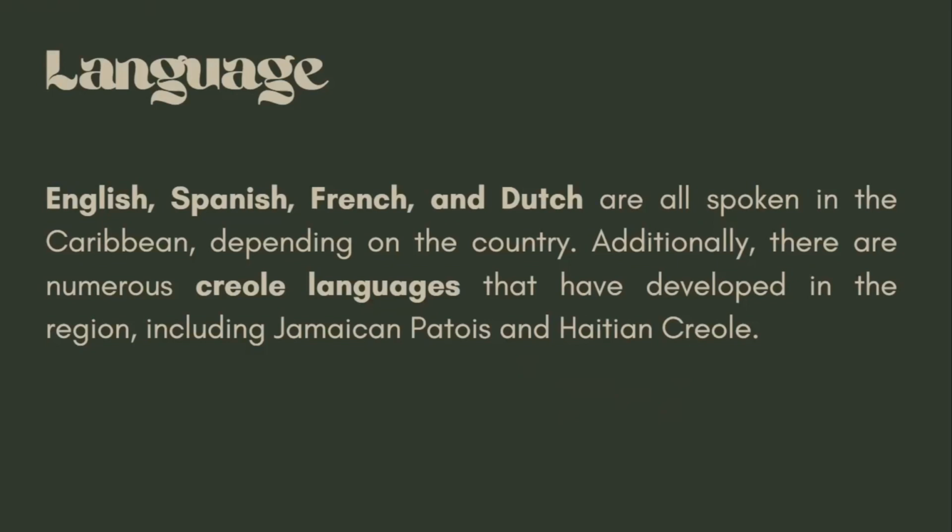English is the most widely spoken language in the Caribbean, spoken in countries such as Jamaica, Trinidad and Tobago, Barbados, Bahamas, and many others. This is due to the historical influence of British colonization in the region. Spanish is also widely spoken in the Caribbean, with countries like Cuba, Dominican Republic, and Puerto Rico having Spanish as their official language. This is due to the historical influence of Spanish colonization in the region.